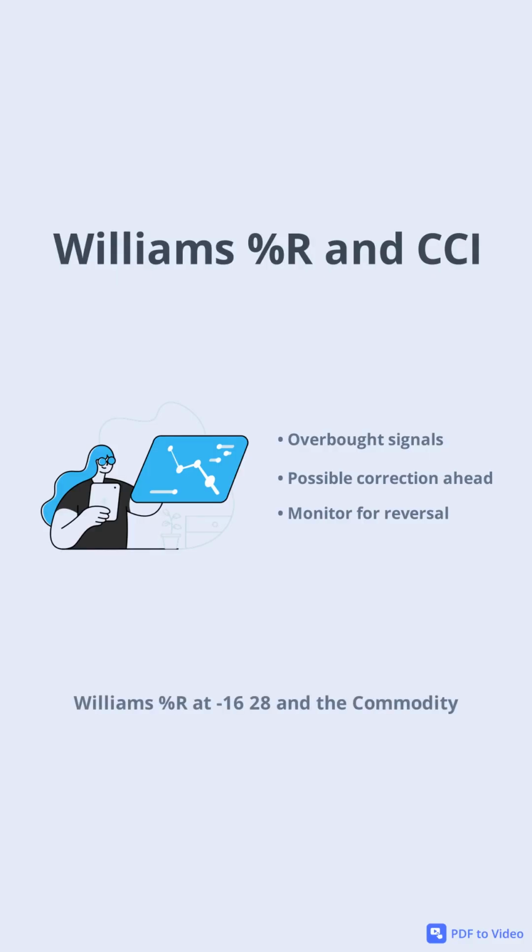Williams %R at minus 16.28 and the Commodity Channel Index, CCI20, at 146.75 both indicate that ONDS is in an overbought condition. These indicators often precede a short-term correction, as they signal that the stock may have moved too far too fast. Traders should be alert for signs of a reversal or consolidation in the coming sessions.